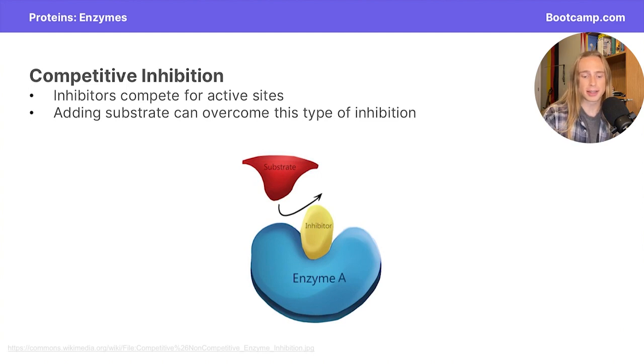We see in this image that the inhibitor binds to the active site, and when the inhibitor is bound to the active site, this prevents the substrate from being able to bind to the active site. One way to overcome competitive inhibition is just to add a lot more substrate. Eventually the substrates are going to outnumber the inhibitors and you're still going to get a good reaction rate.